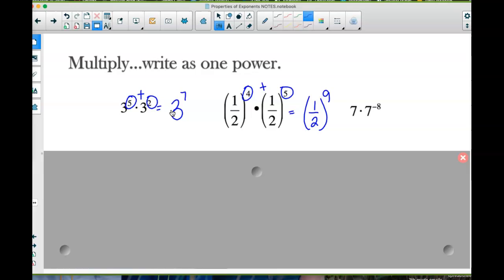Okay, the next one. Write this next one in your notes because I want you to notice something on this one. It says 7 times 7 to the negative 8th power. Now notice the 7 doesn't have an exponent listed. What's the exponent on the 7 when you don't see one?